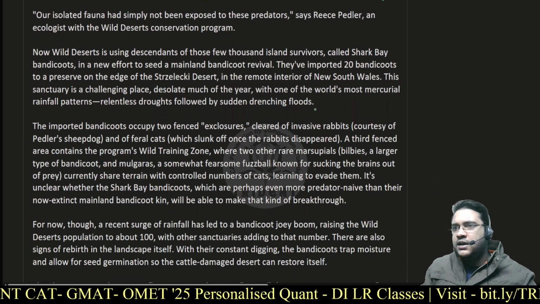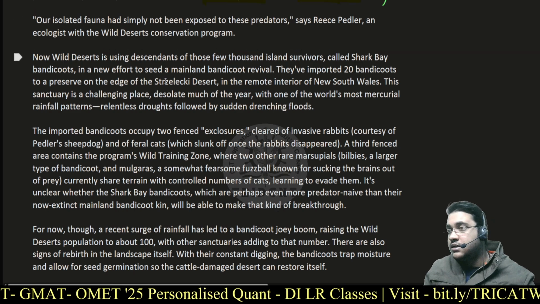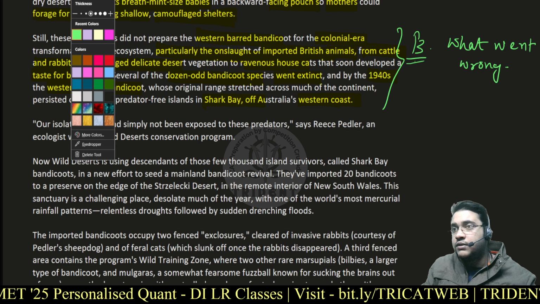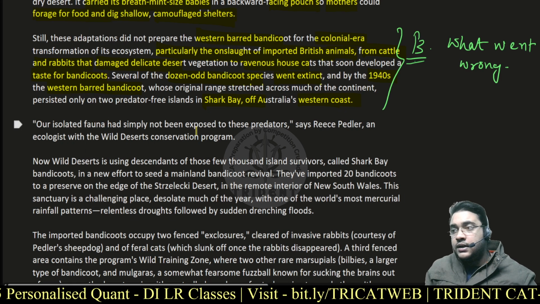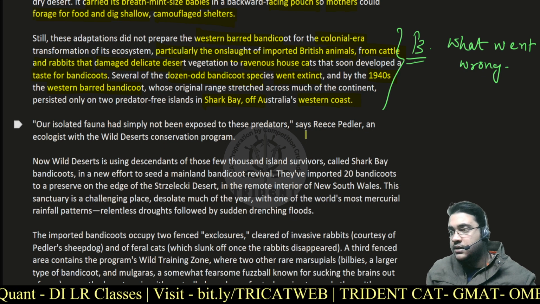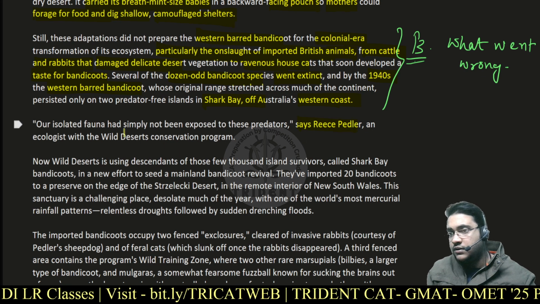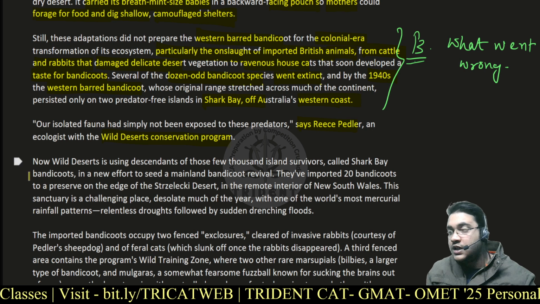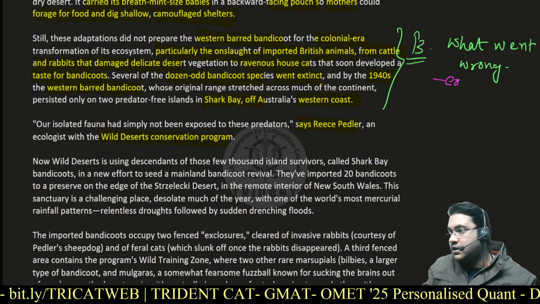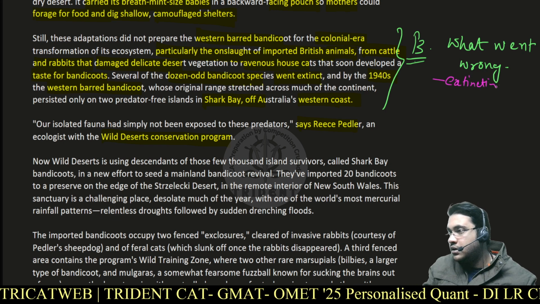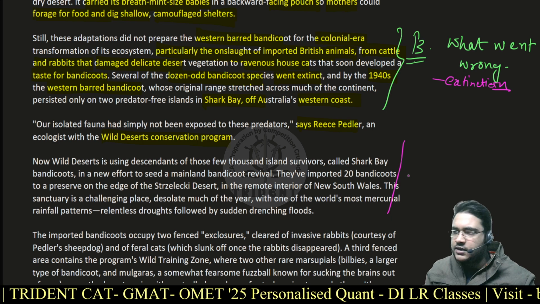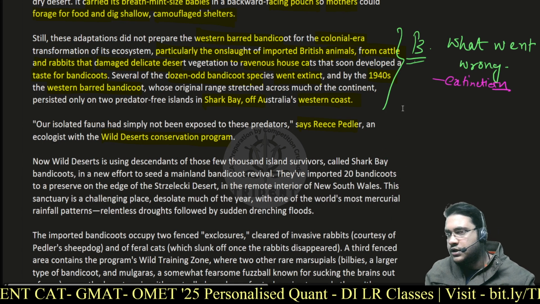Now let's read ahead, right? Our isolated fauna, now they are giving some quotation, so we'll have to read that carefully. They say, "Our isolated fauna has simply not been exposed to these predators," says Reese Pedler, an ecologist with the Wild Deserts Conservation Program. So now, what went wrong, and possibly extinction. Okay, extinction. And now I think they will also talk about the restoration. So let's read ahead and see if they are talking about the restoration.